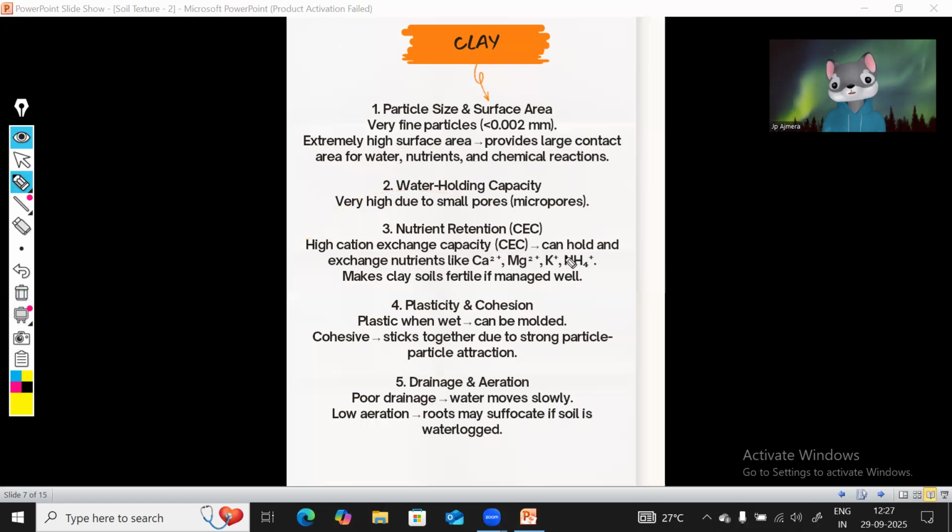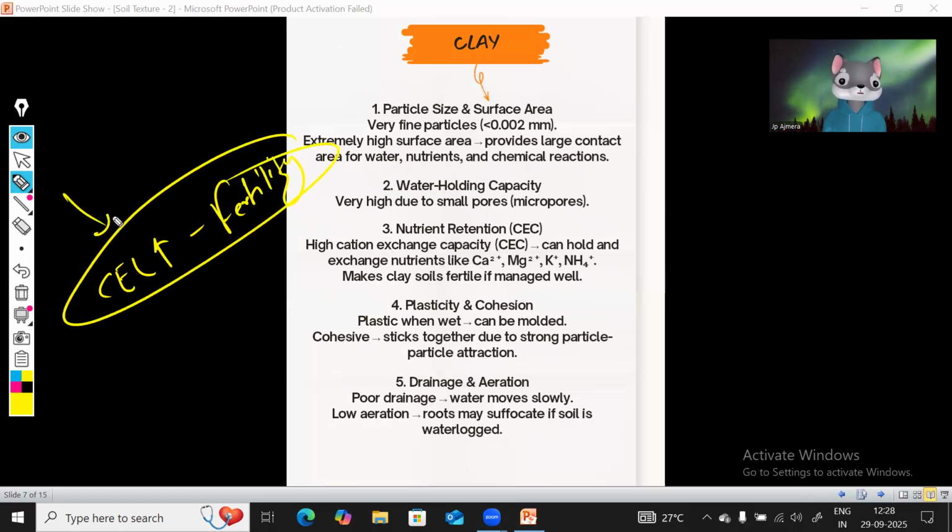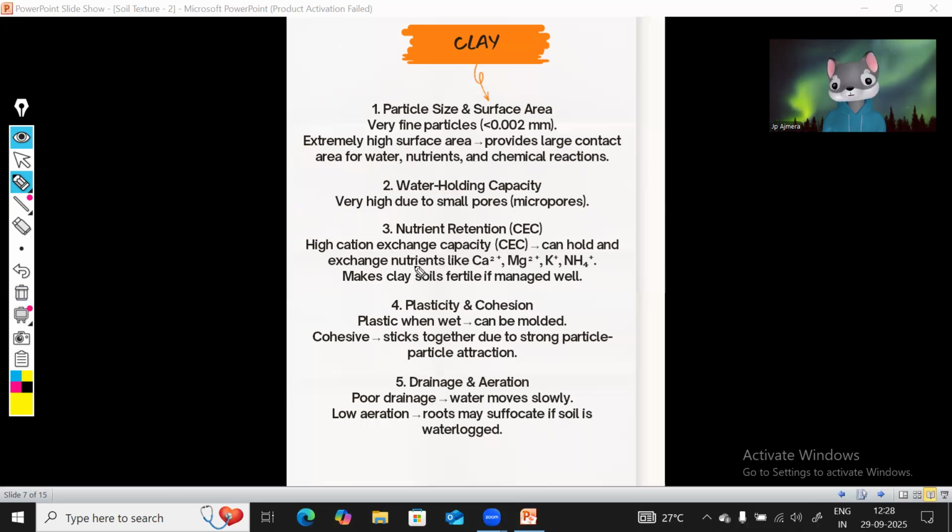Cation exchange capacity makes clear whether the soil is fertile. If CEC is high, then fertility is high, as simple as that. Keep in mind, we're not going into this here because we'll cover these things later. So clay has high fertility.